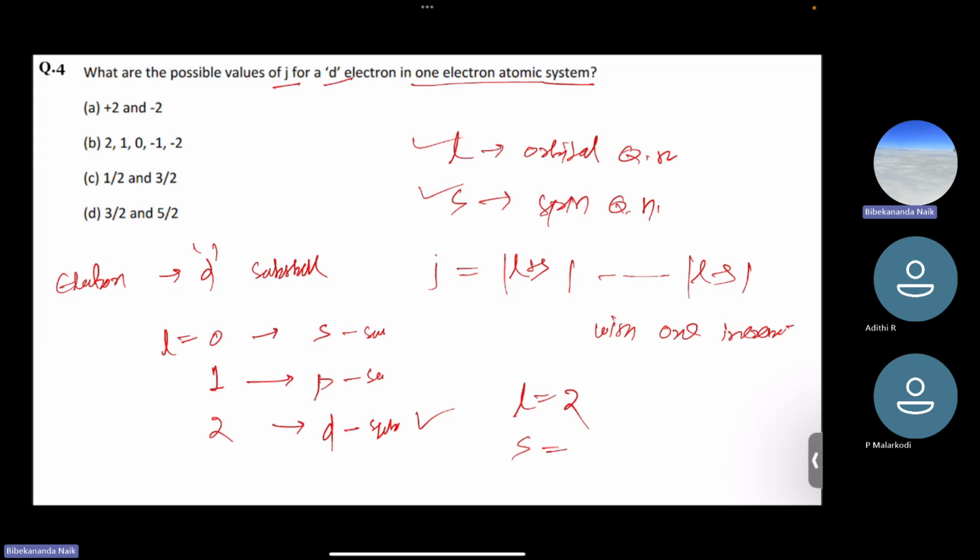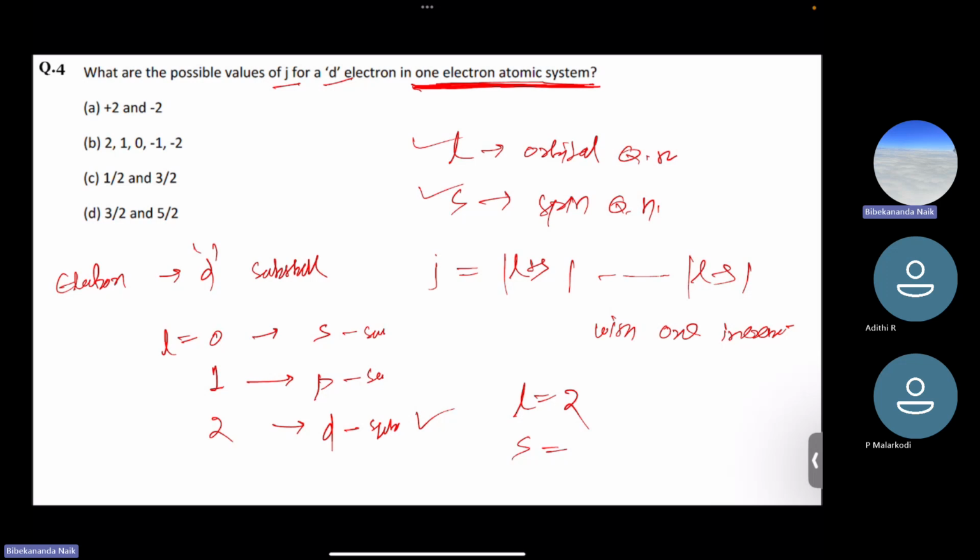So we know if there is a single electron, here the only information given to us related to the spin is one electron atomic system. So what is the value of spin for electron? What is the value of S? Half. So if you talk about the value of S, we don't talk about plus and minus, because S has value half. Then corresponding to that value of S, we have plus half and minus half as MS.